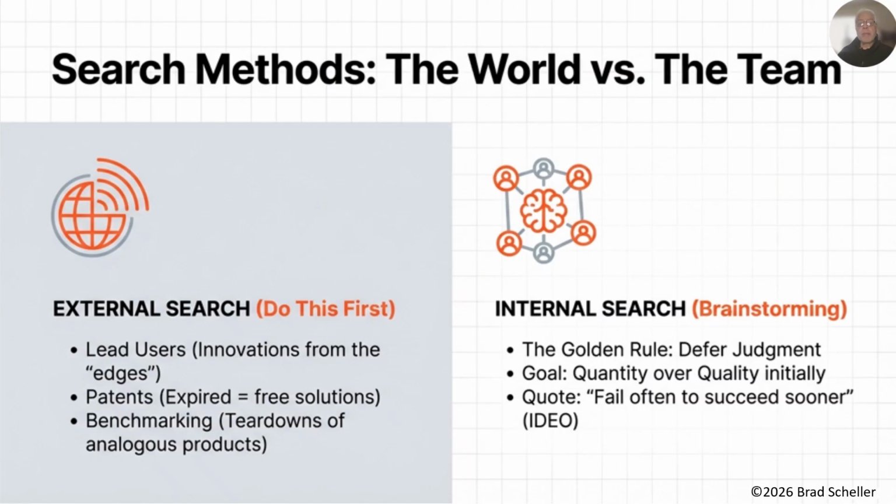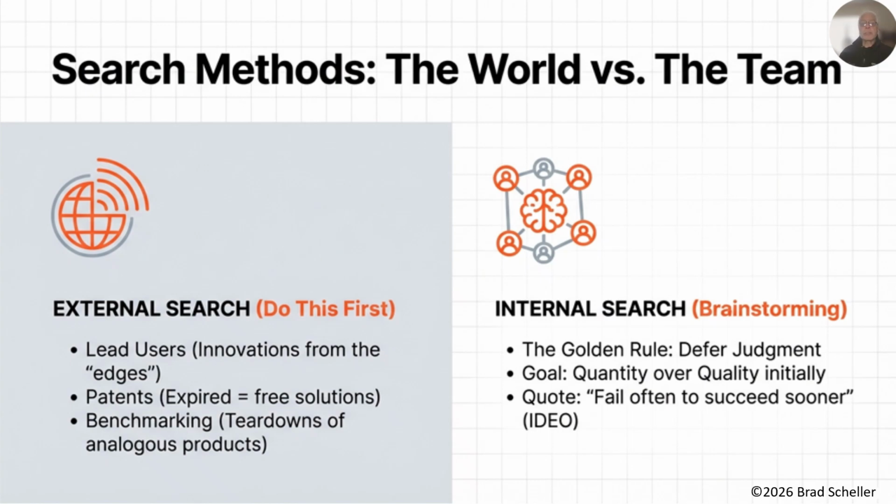Next, benchmarking. Take apart analogous products, not just competitors, but products from other industries that solve similar subproblems. How does a high-end espresso machine handle precise temperature control? That might inspire your baby formula warmer.